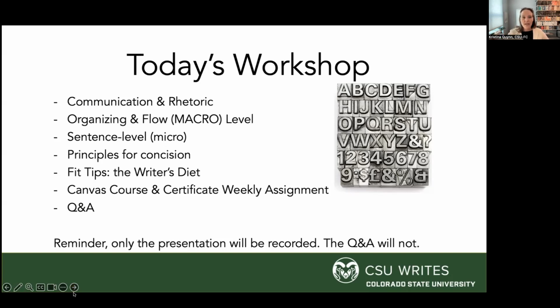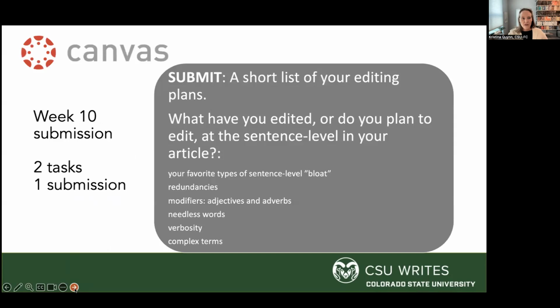We'll talk about that sentence level, kind of micro editing, some principles for concision. It comes out of science writing, but it's good for any kind of academic writing ultimately. I'll refer a few times to the writer's diet. And again, places where I don't remove Canvas, just know that it should be the Google course.